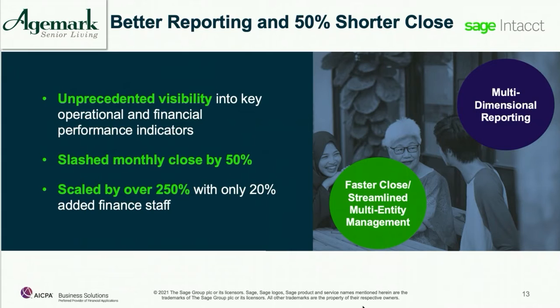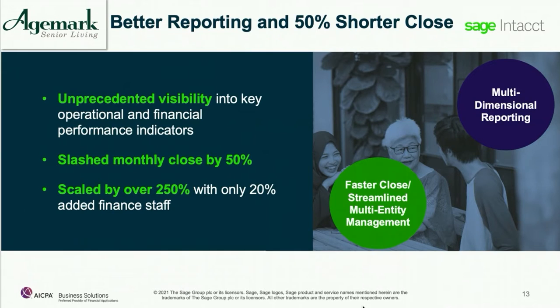Before moving to Sage Intacct, they had 25 different entities with disconnected finance operations. Their manual processes were costly and error-prone, especially since they had duplicate vendors and invoices across their locations. Because the company had inconsistent workflows between their facilities, there was a lot of frustration and, unfortunately, turnover in the finance department.